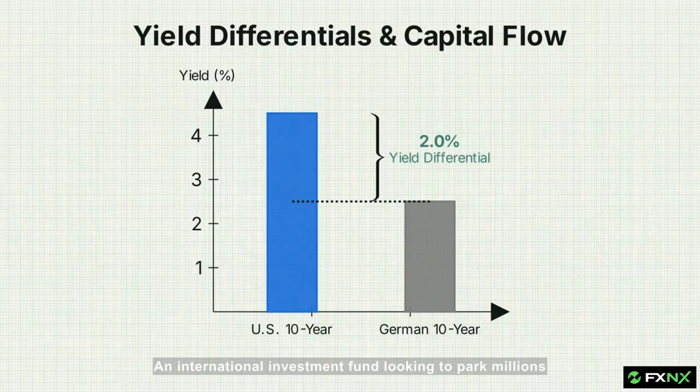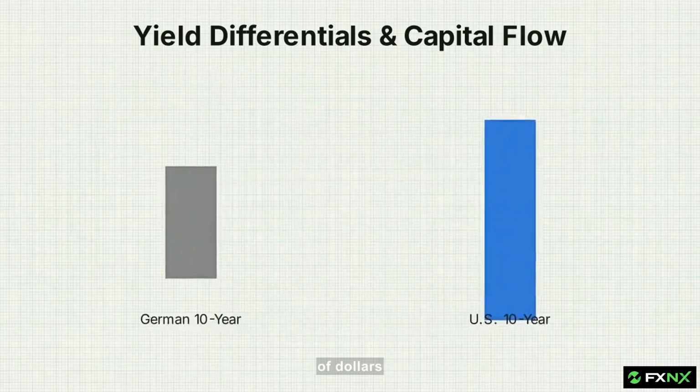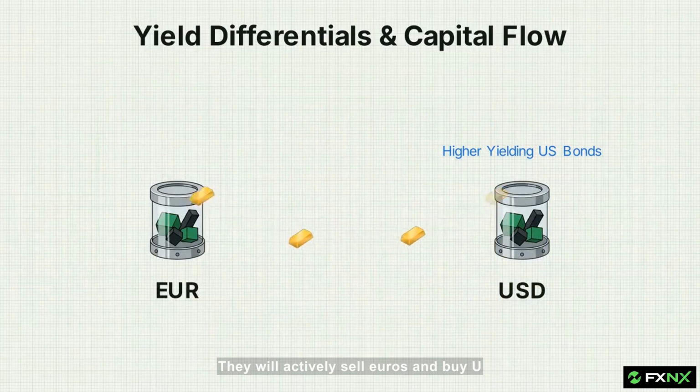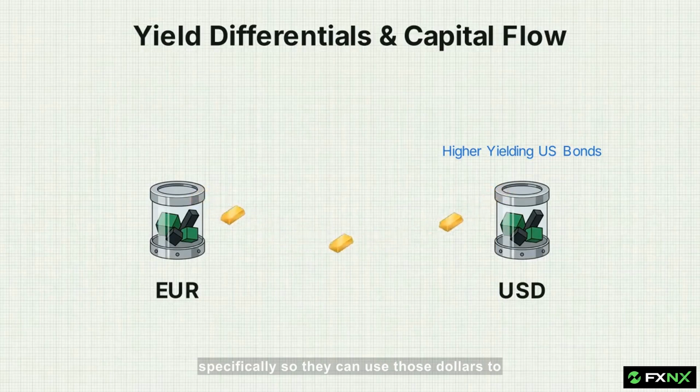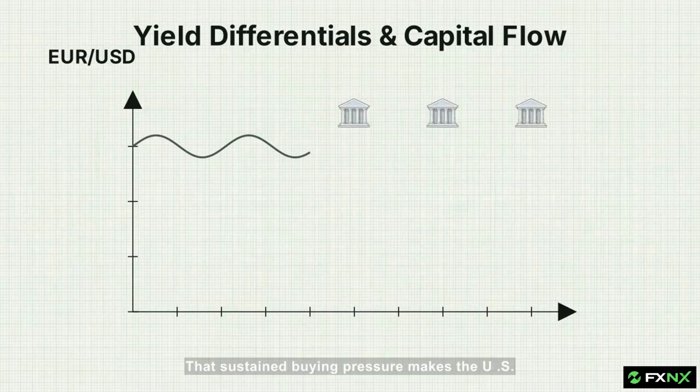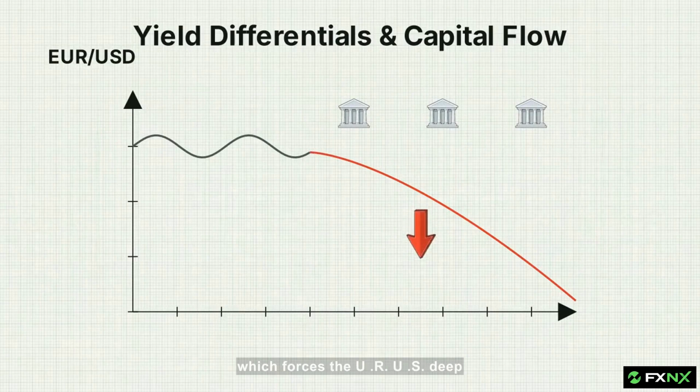An international investment fund looking to park millions of dollars will take the mathematical advantage. They will actively sell euros and buy US dollars, specifically so they can use those dollars to purchase the higher-yielding American bonds. Multiply that single fund by thousands of institutions globally. That sustained buying pressure makes the US dollar heavier and more valuable, which forces the EUR-USD pair into a steep downtrend.